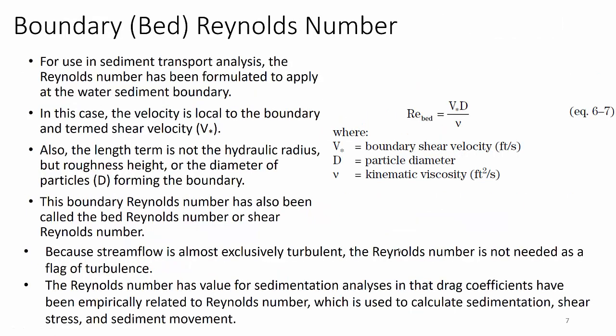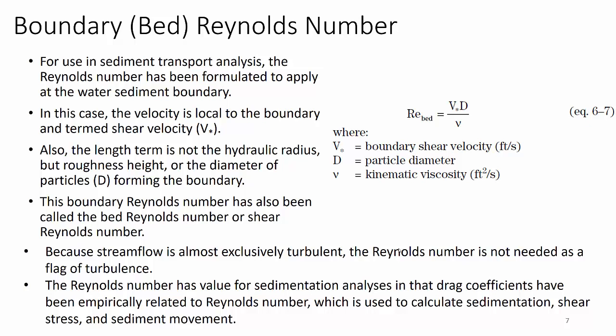For use in sediment transport analysis, the Reynolds number has been formulated to apply at the sediment-water boundary. In this case, the velocity is local to the boundary and termed the shear velocity. That's V sub asterisk, the shear velocity. That's important because the shear velocity is the force of material on the bed, which determines whether the material is eroding or not. Are you eroding the bed material? If you're designing a stream bed and you don't want it to erode, you've got to be able to predict this.